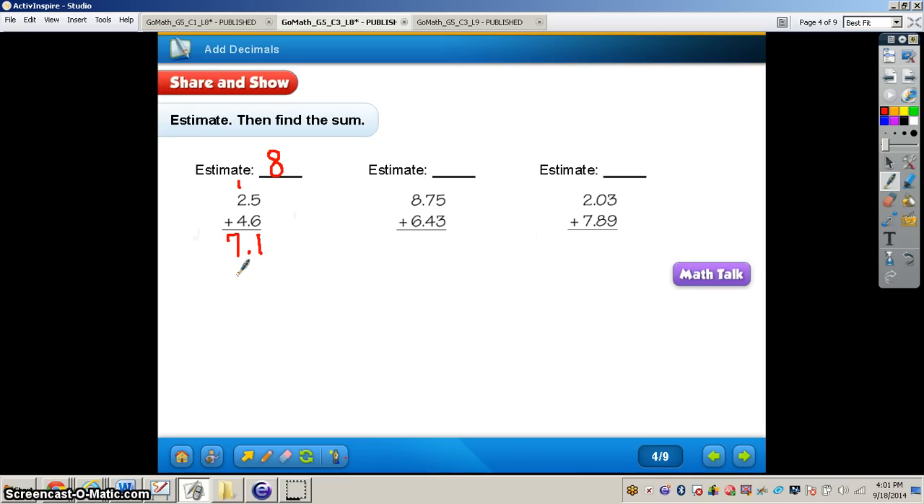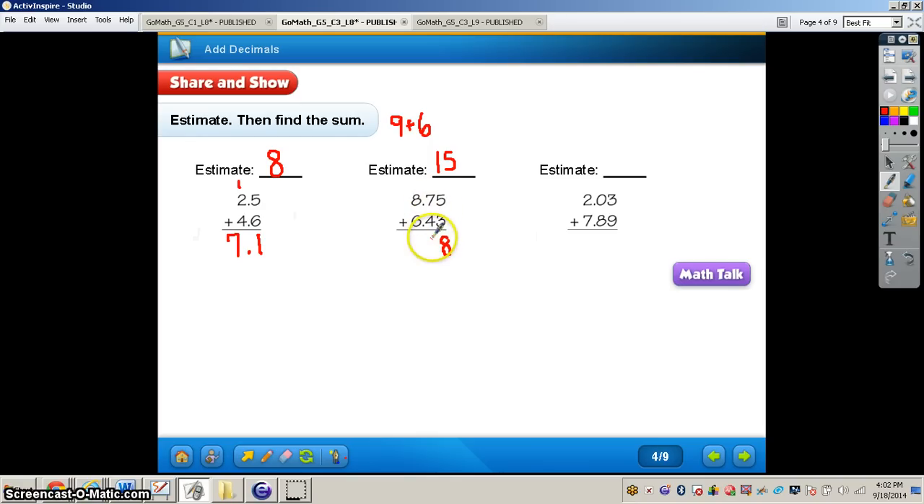Now let's take a look at number 2. For the estimate, we can turn that 8 and 75/100ths to a 9, and 6 and 43/100ths to a 6. 9 and 6 will give us 15. Now that's our estimated answer. Now we're going to add. Start at the hundredths place. 5 and 3 gives us 8.